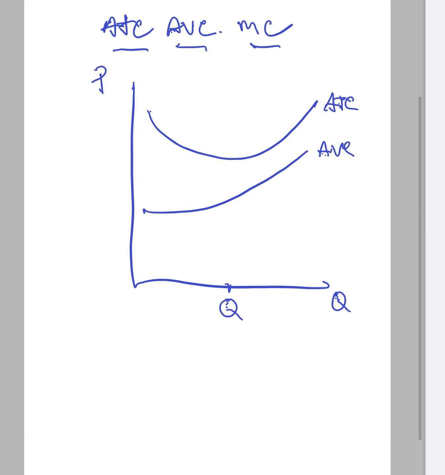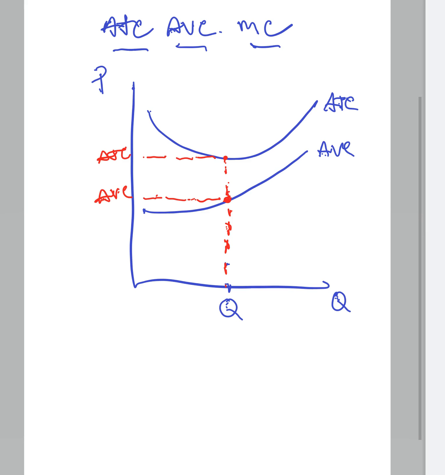Now when you're producing this rate of output, how can you determine its average total cost? Well, it's easy. You just go up until you hit the ATC curve, and then you move over to the right. And this is the average total cost for that rate of output. Now, to figure out the average variable cost, again, you start with the rate of output and you move up until you hit the AVC curve. And this is the average variable cost at that rate of output.